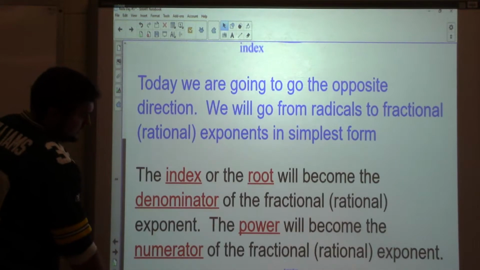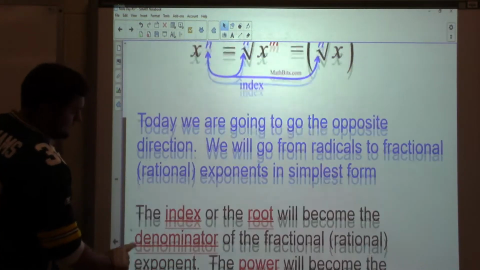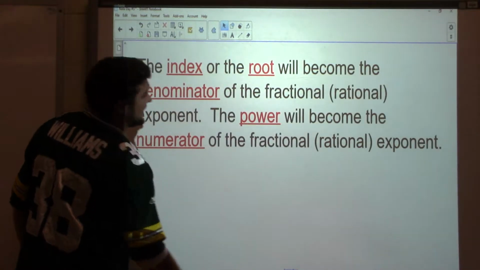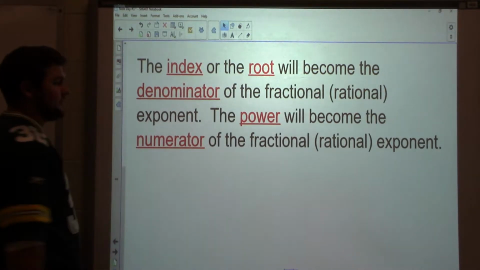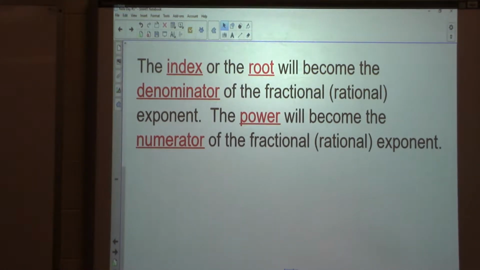Now, you have a bunch of fill-in-the-blanks, they're all right there. The first one, like I just said, the index or the root is going to become the denominator of the fractional exponent, or our rational exponent, however you want to say it. The power from our radical will become the numerator of the fractional or the rational exponent. So fill your blanks in really quickly. We'll do a couple special cases, and then we'll just do a lot of practice.